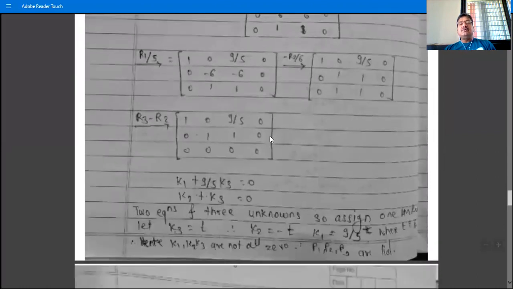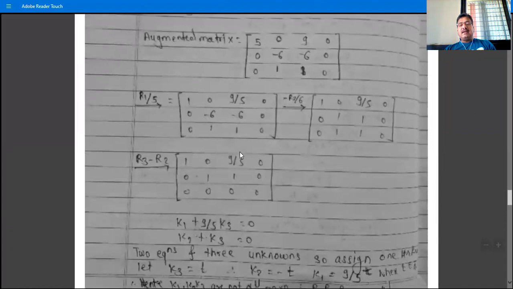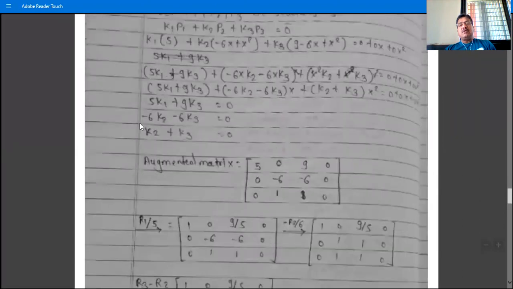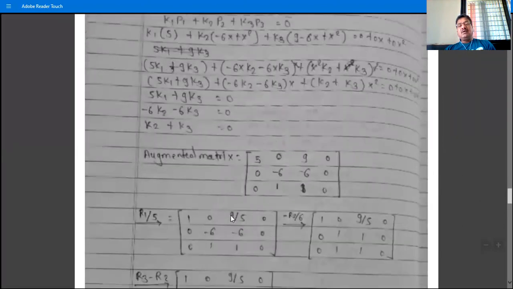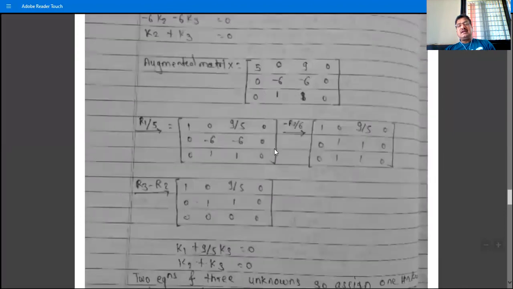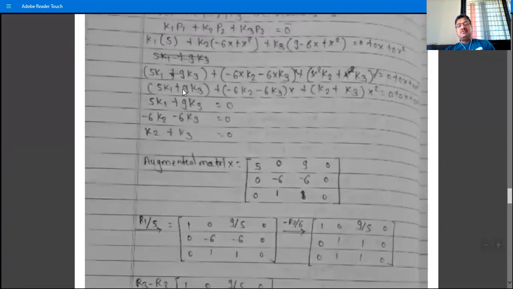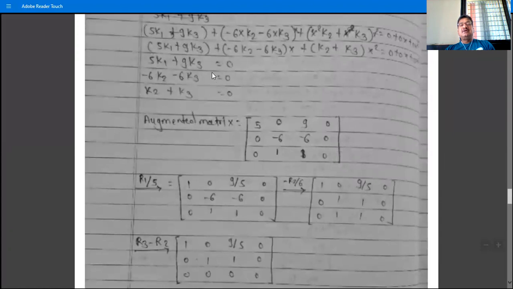Okay, but what is the rank of A and the rank of AB? These two are equal to 2, and this is strictly less than the number of unknowns. What do we have? The rank of A is equal to the rank of AB, which is equal to 2, and it is strictly less than the number of unknowns, because the number of unknowns is 3. And so this system has a non-trivial solution. This system has infinitely many solutions.